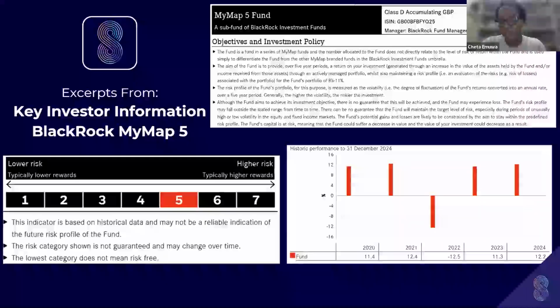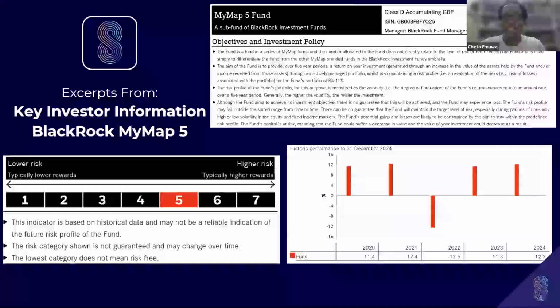The third key bit of information here is the performance charts. Now you can see here every single year except for 2022, they were giving positive returns. Now 2022, of course, was a special year. That was the year where the real effects of COVID and post-COVID were quite apparent in the markets, and so you would see a lot of funds probably didn't do so well in 2022.